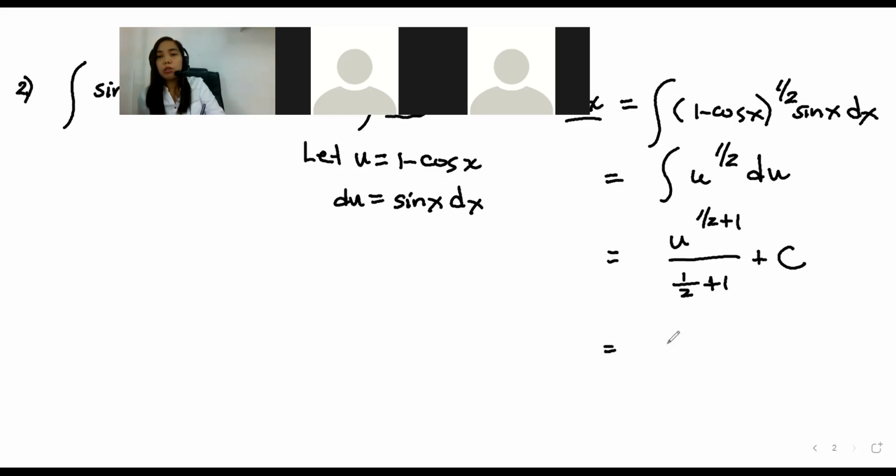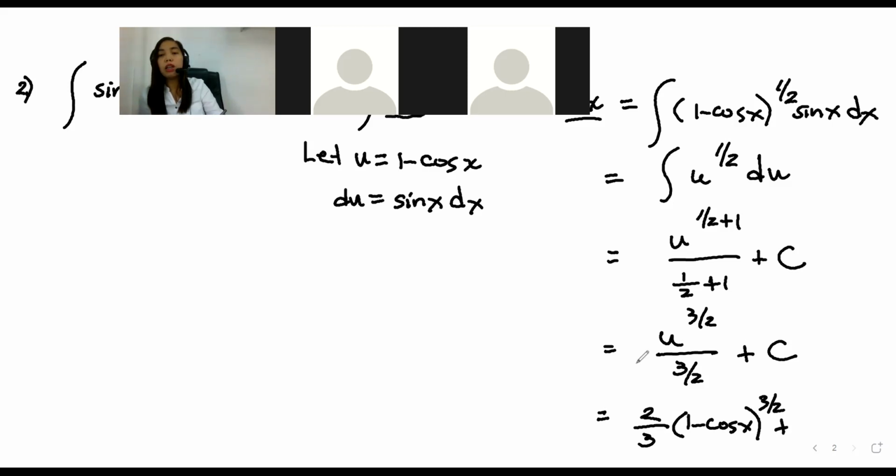1/2 plus 1, that is u raised to 3/2 over 3/2 plus c. When we simplify it, the reciprocal of 3/2 becomes 2/3. And then replace u by, for the final answer, 2/3, 1 minus cos x raised to 3/2 plus c.